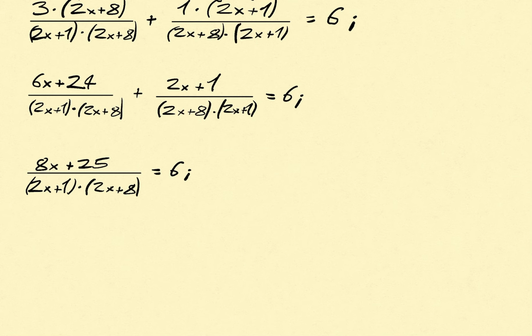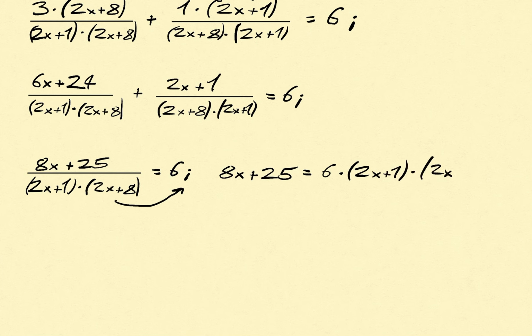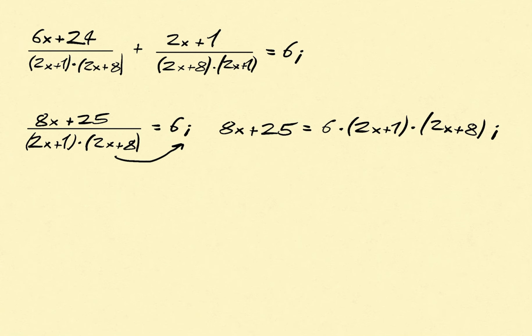So what we'll do now is we'll bring this to the other side, both of them, because they are multiplying each other. So we'll just bring them to the other side. So what we'll have left is this. We should have something like this, equals 6 times 2x plus 1 times 2x plus 8. Again, really simple. And we'll continue. We'll separate this, and we'll get in this side exactly the same.